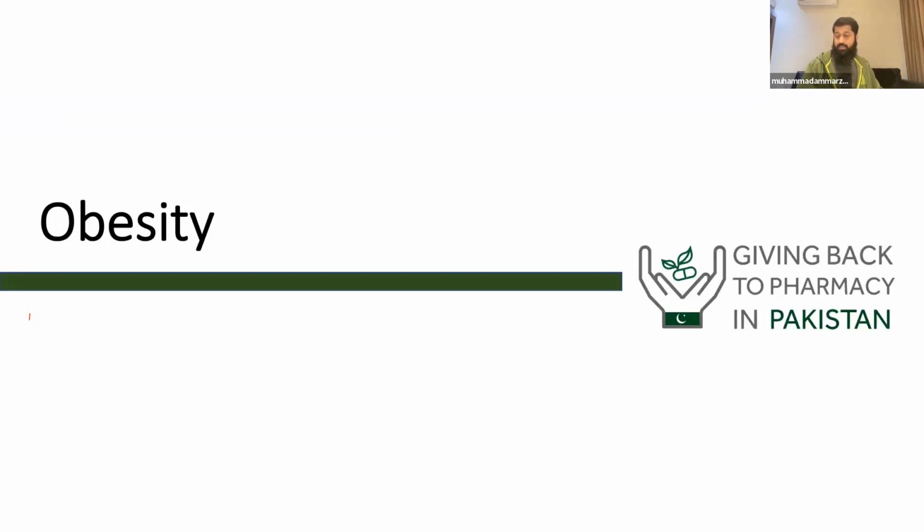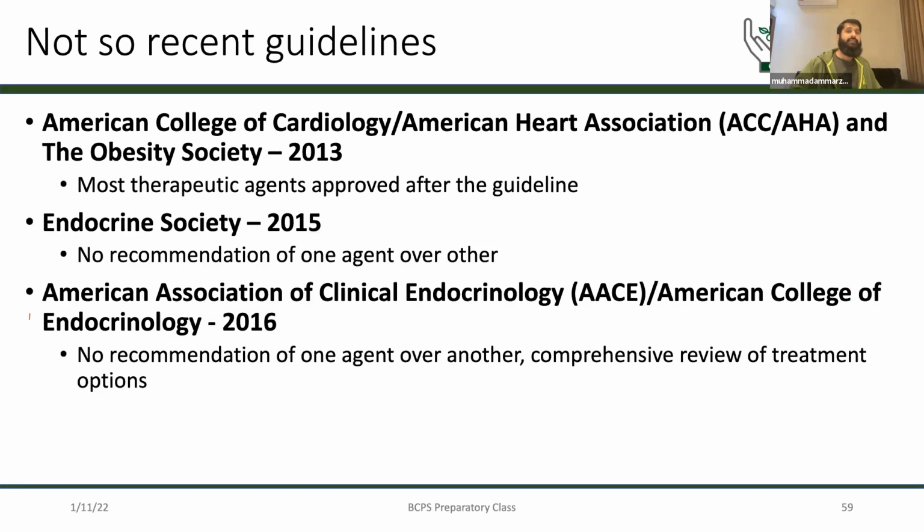So that's the last topic, obesity. And there are many different guidelines related to obesity, but none of these guidelines recommend one agent over another. For example, the guidelines of the American College of Cardiology and American Heart Association were given in 2013, but most of the agents were approved after 2013. So obviously, they don't include those therapeutic agents which have been approved after the guideline.